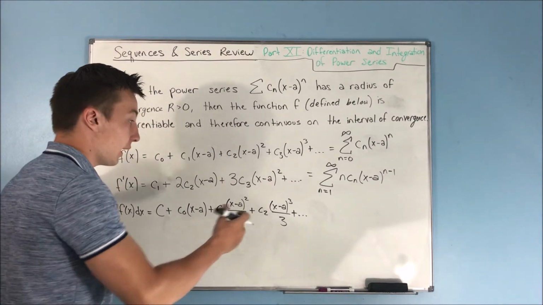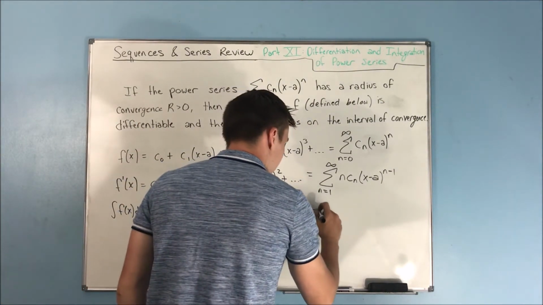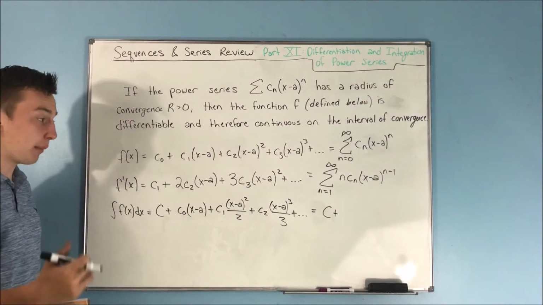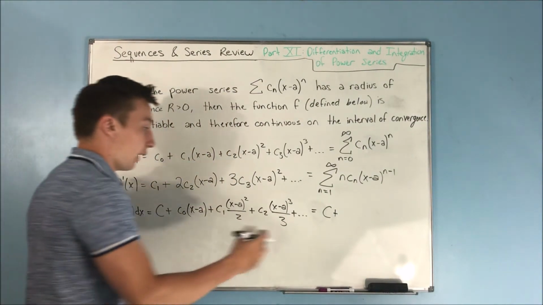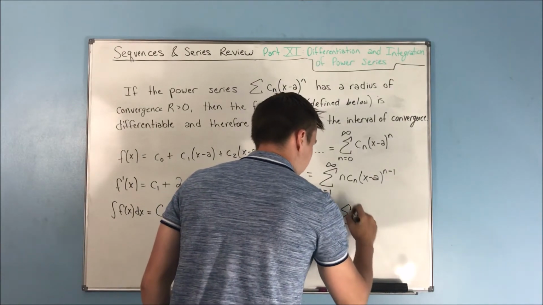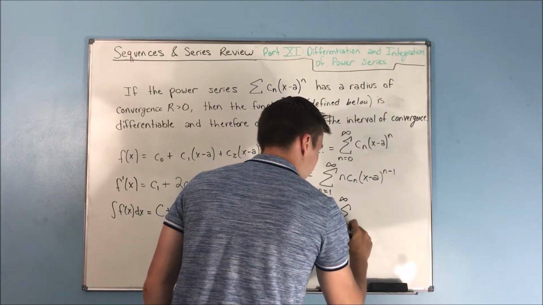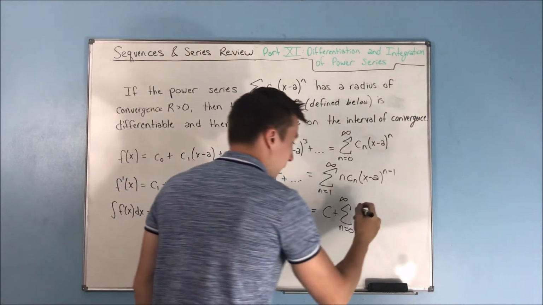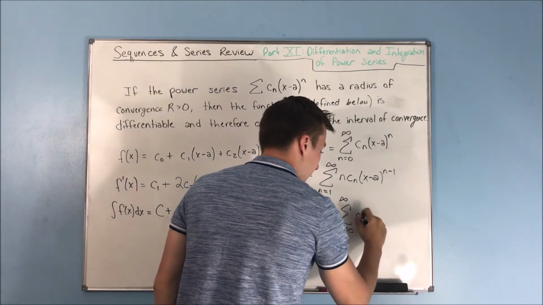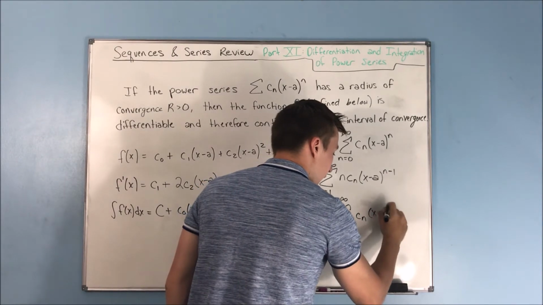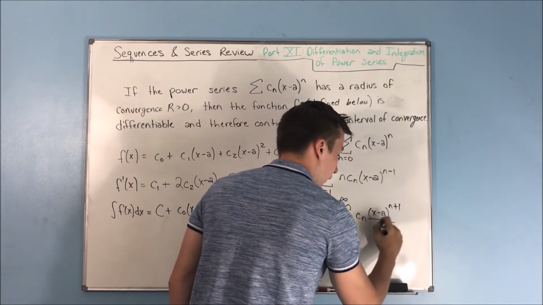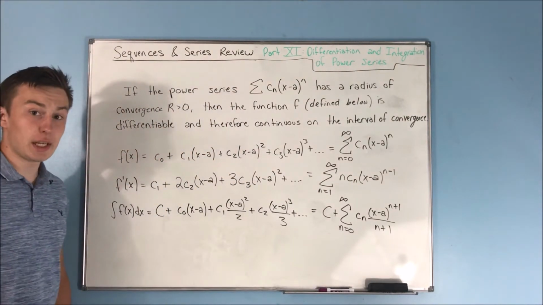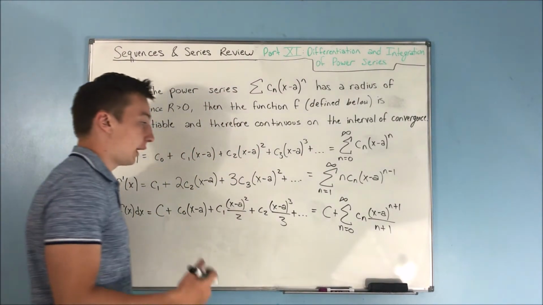Now what this looks like in our summation is just going to be c, that constant c, whatever that may be, plus the sum from n equals 0 to infinity of c sub n times x minus a to the n plus 1 over n plus 1. That's just taking an integral with respect to x.